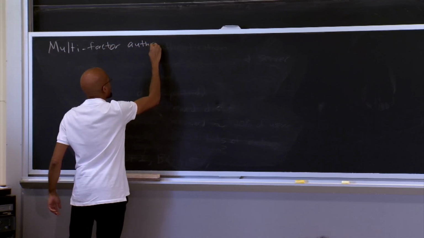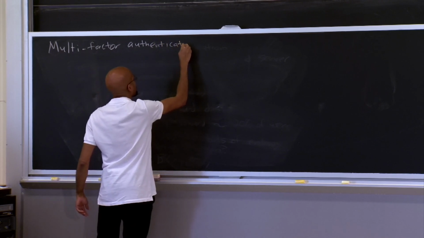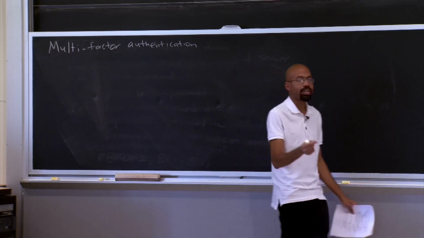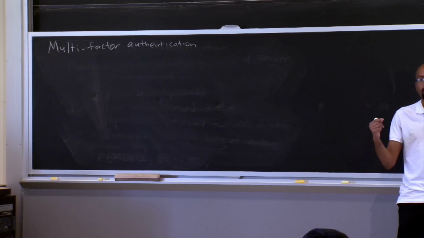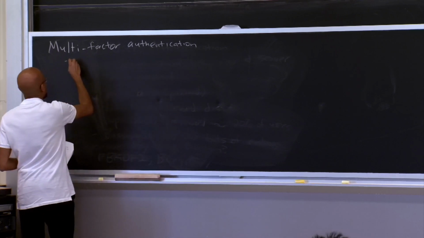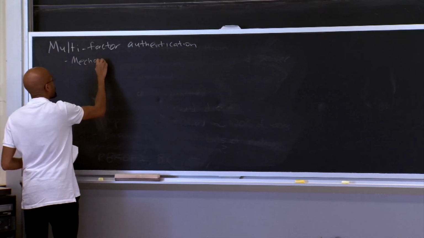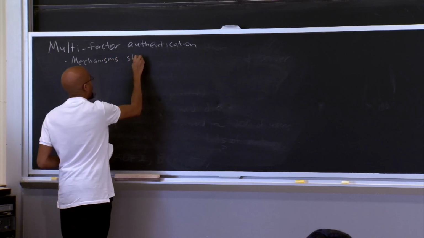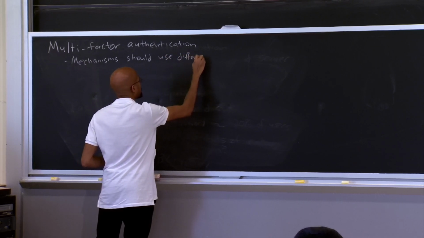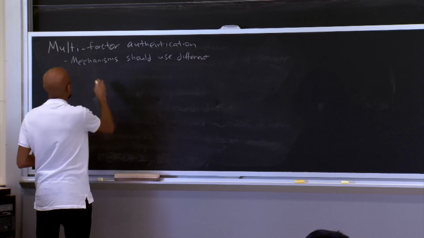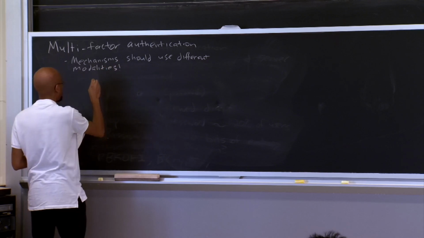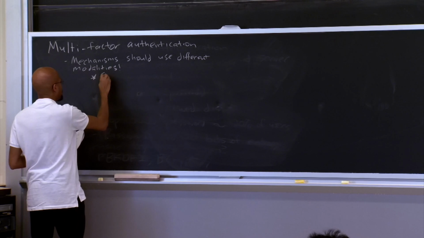And so the idea here is that you want to use defense in depth. The basic idea is that you want to require users to authenticate themselves with two or more different authentication mechanisms, right? And the key is that each one of these mechanisms should use different modalities. And by different modalities, I mean they should leverage different ways of authenticating.